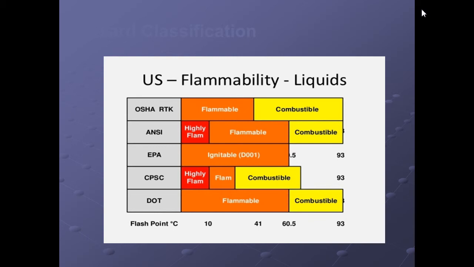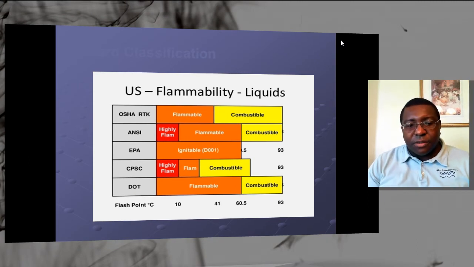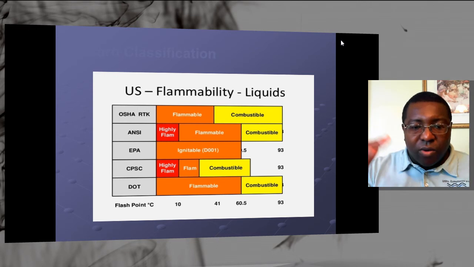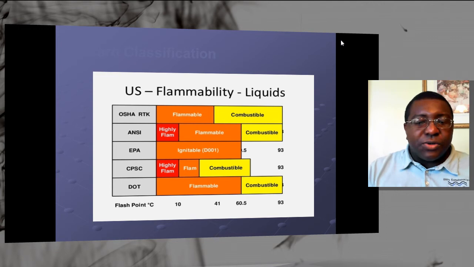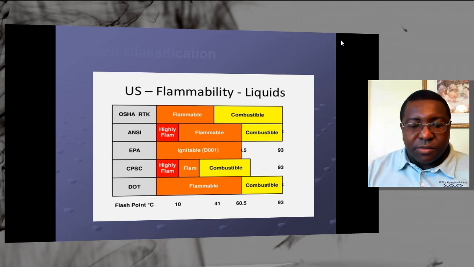The OSHA RTK means the Right to Know laws. They had their own scaling system of flammable versus combustible. ANSI, the American National Standards Institute, has its own, and working your way all the way down to DOT, their flammable scale is a lot higher than some of the other ones, and they don't even have extremely flammable, or I should say highly flammable. It's just always flammable from 0 degrees Celsius up to 60.5, and then from there they go into combustible.